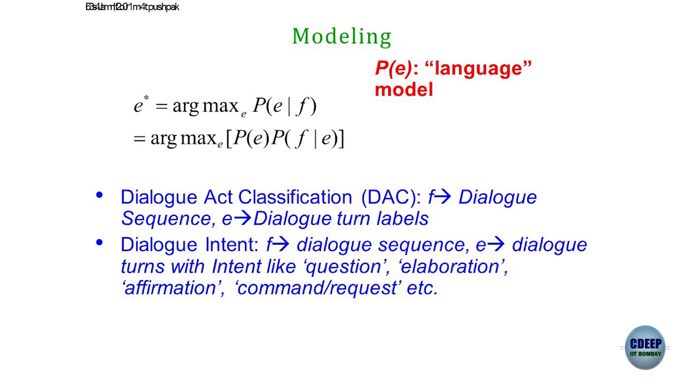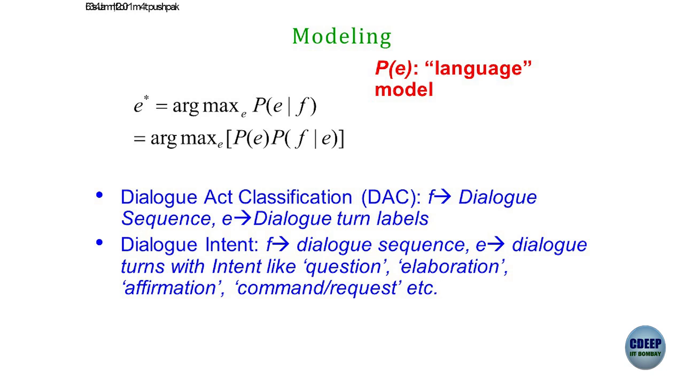All machine learning based NLP is based on one equation, only one equation. All other equations are variations of this one equation. This is E star equal to argmax over E, probability of E given F, where F is the input, E is the output. So F can be a Hindi sentence, E can be an English sentence.